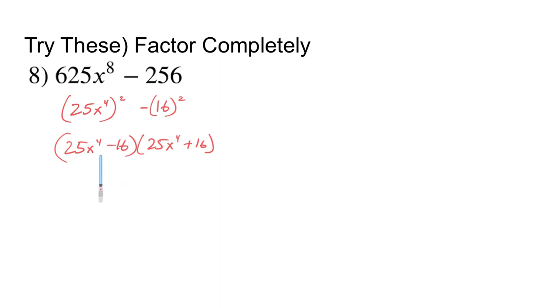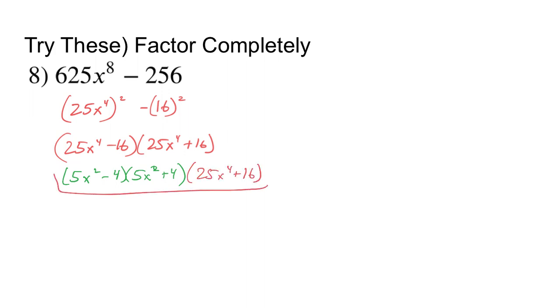But with this one, again, you should see that as the difference of 2 perfect squares again. So we're going to factor that more. It's 5x squared minus 4 and 5x squared plus 4. And then, of course, that second parenthesis you can't do anything with anymore. This would be my final answer.